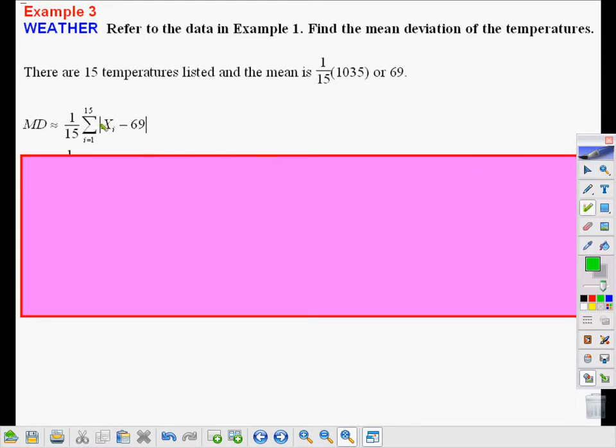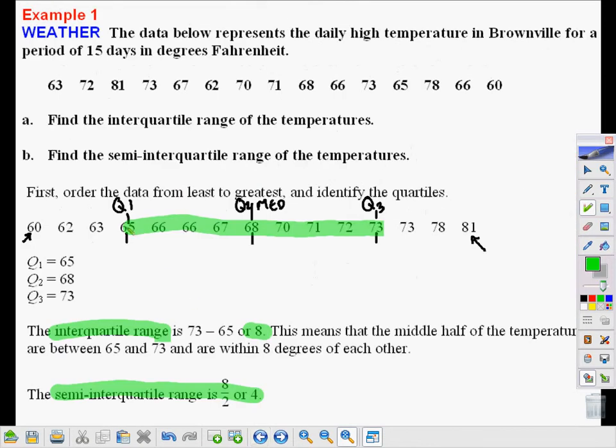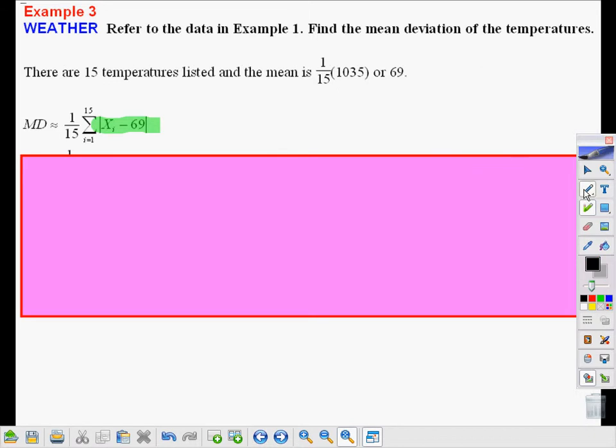Now let me go into a little bit more detail on what this part of it entails. So I take each of the values here. I'll start maybe with my first one, 60. And I go 60 minus 69 is negative 9. Absolute value, that's 9.